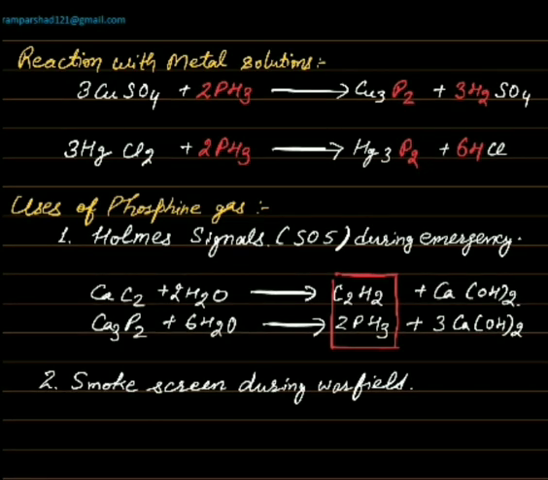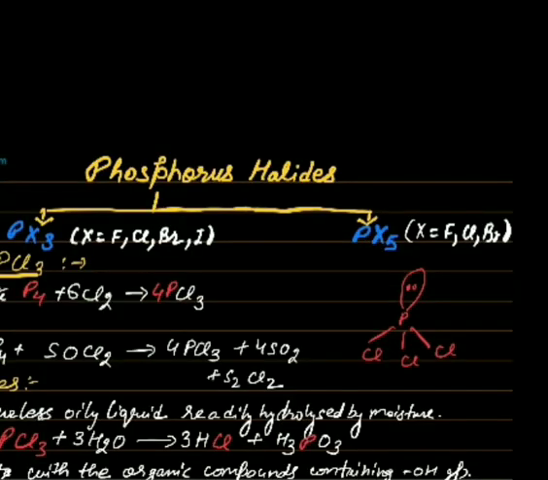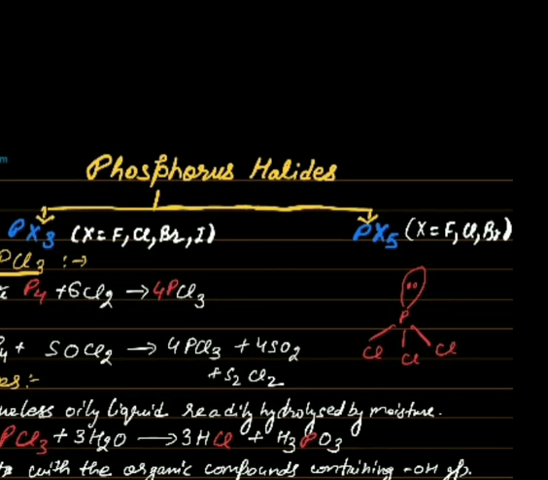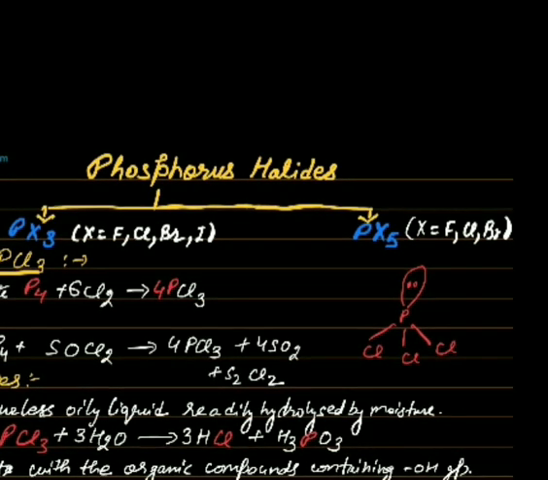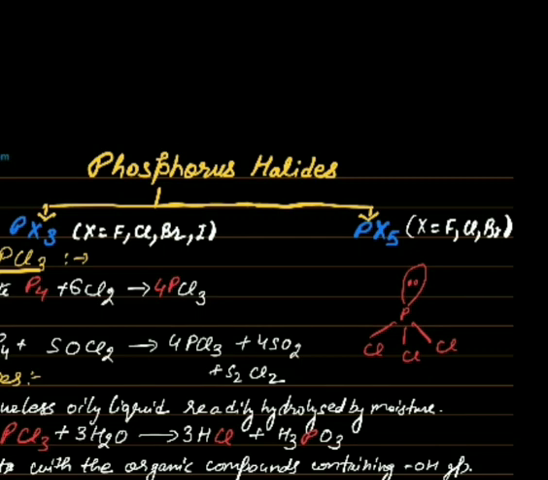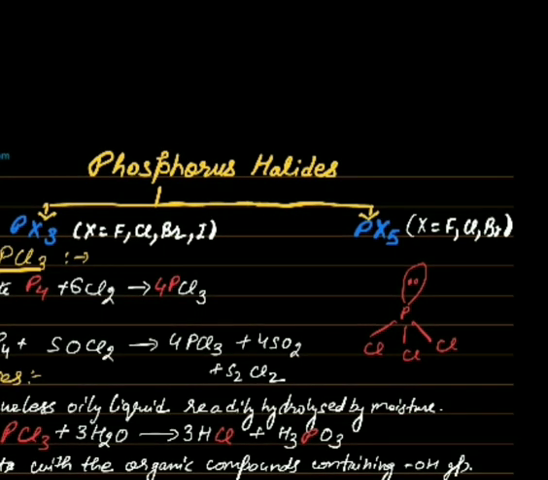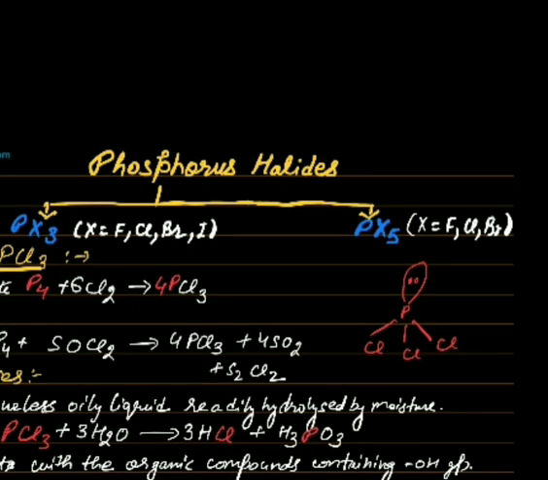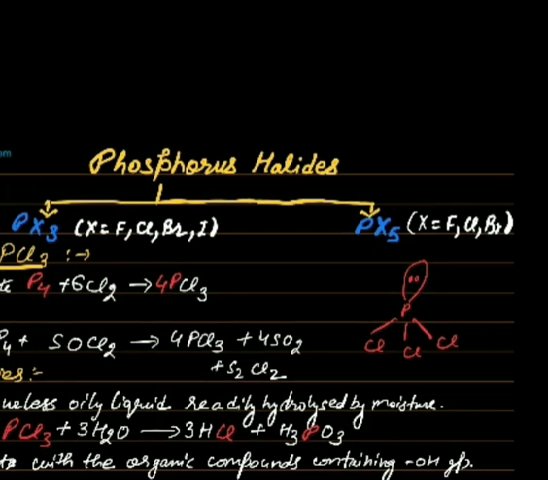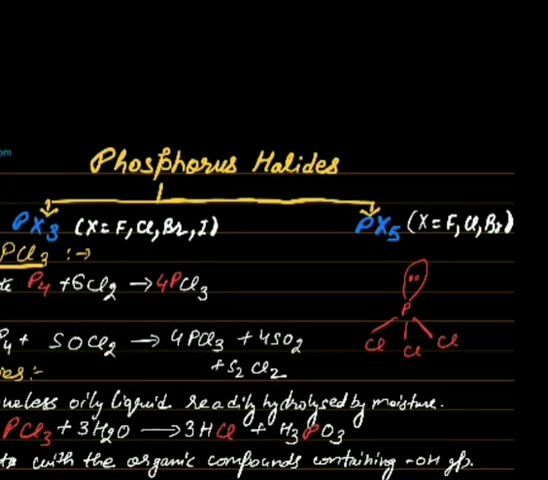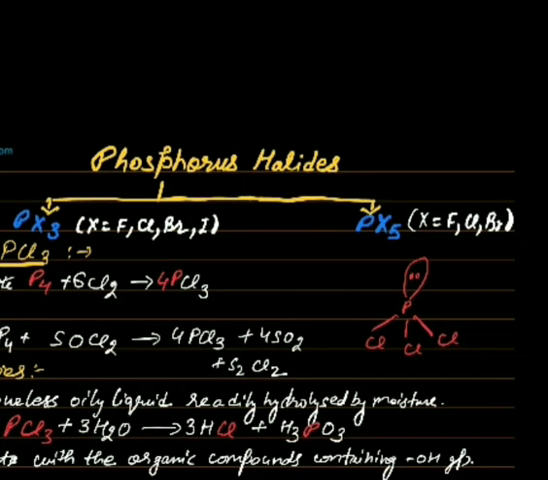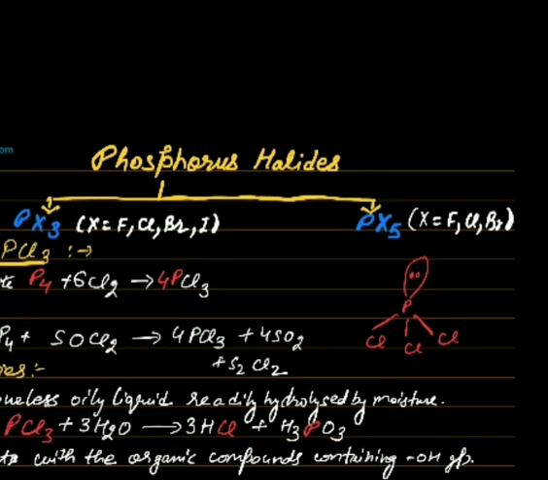Halides of phosphorus. Phosphorus mainly forms two types of halides, that is PX3 and PX5, having the oxidation state of phosphorus +3 and +5. In the +3 oxidation state, phosphorus combines with fluorine, chlorine, bromine, and iodine. Whereas in the +5 oxidation state, it is possible only with fluorine, chlorine, and bromine. Means due to the less electronegativity of iodine, it cannot form a +5 oxidation compound with phosphorus.